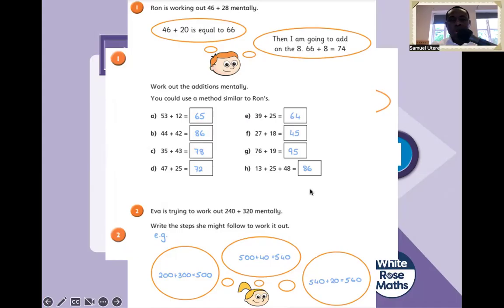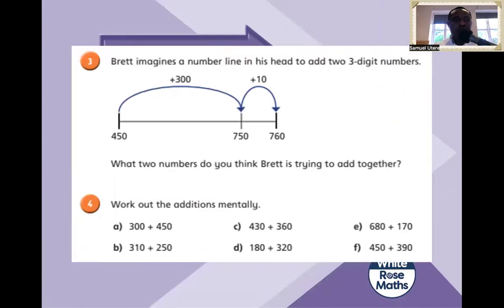So mark your work and celebrate your success. For question 2, Eva is trying to work out 240 add 320 mentally. Work out the steps that she might follow. So there are different steps that could be followed. So mark your work and celebrate your success. Pause the video and answer questions 3 and 4 in 4 minutes. In fact, you could take 2 minutes because it's mental maths we're doing.